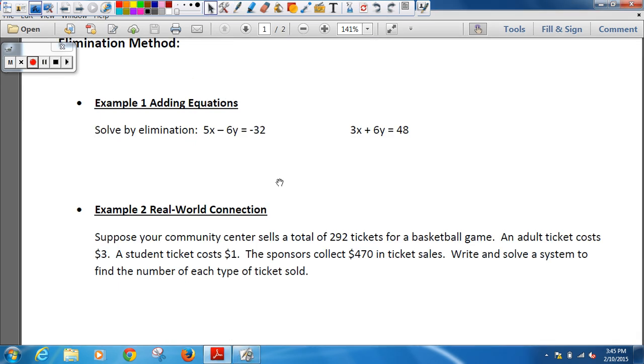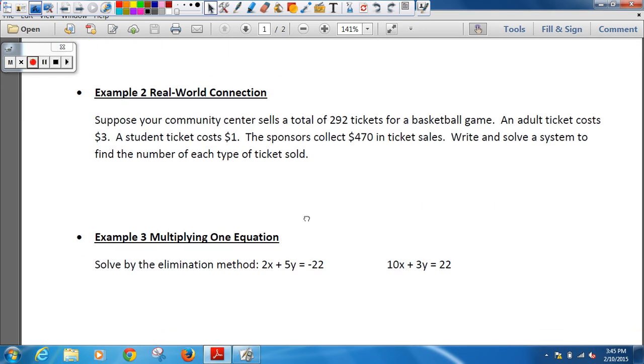The next one is a story problem. It says, suppose your community center sells a total of 292 tickets for a basketball game. An adult ticket costs $3 and a student ticket costs $1. The sponsors collect $470 in ticket sales. Write and solve a system to find the number of each type of tickets sold.